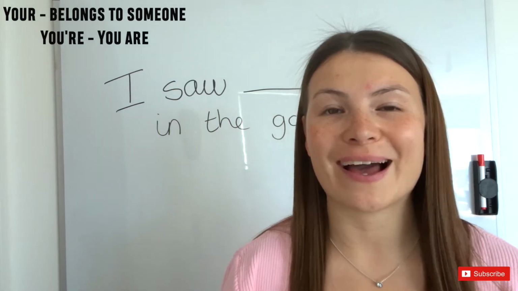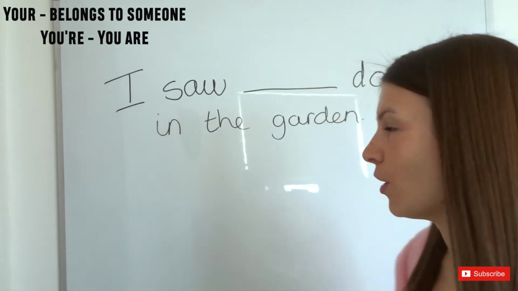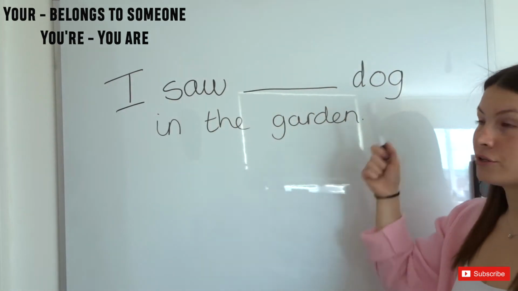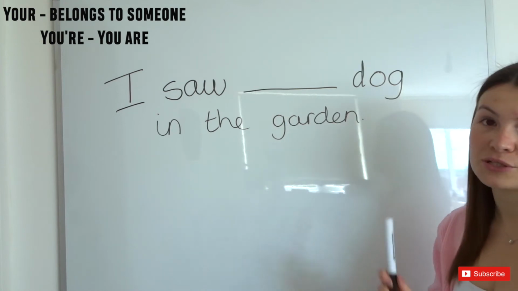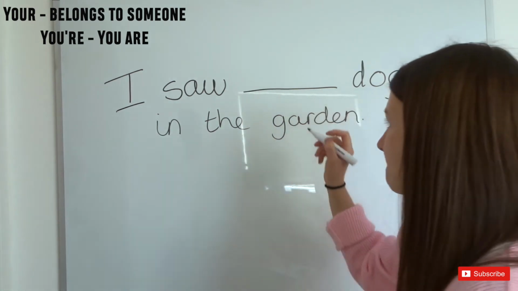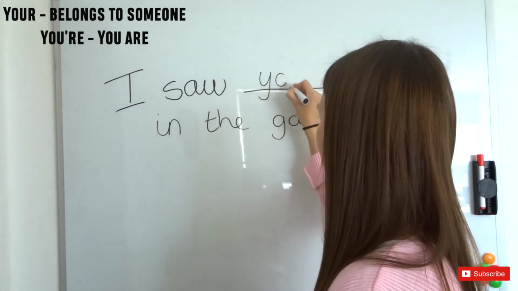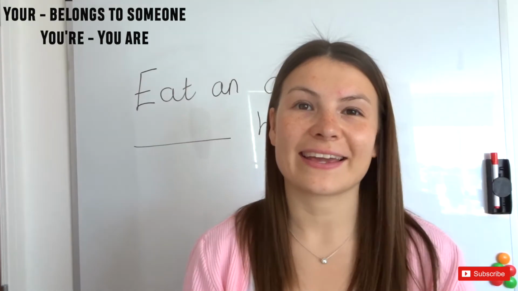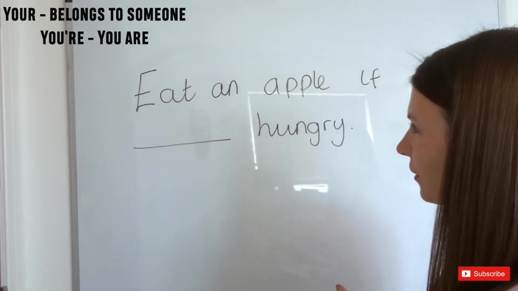So we are talking about a noun belonging to someone because we've got the dog. So I saw your dog. So the dog belongs to someone. So which your do we need to use? This one. Well done.